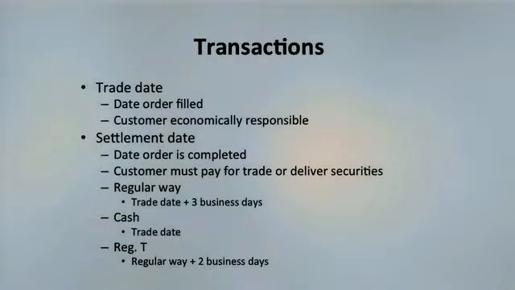Now, settlement date is the date that the order is completed. This is the date that the customer must pay for the trade if they bought securities, or they would have to deliver securities on that date if they sold securities. Now, there are 3 settlement dates. There's regular way, which is trade date plus 3 business days. Be careful now, weekends are not business days.